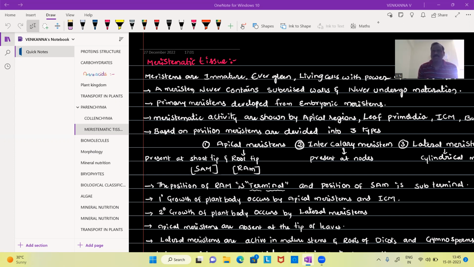Meristematic tissues are developed from embryonal tissue. A group of meristems is called meristematic tissue. That means the cells of meristematic tissue are called meristems. Every meristem is an immature, evergreen, living cell with the power of division.